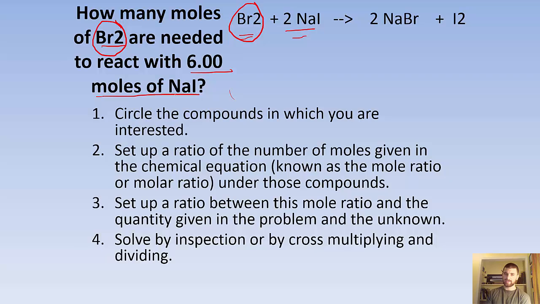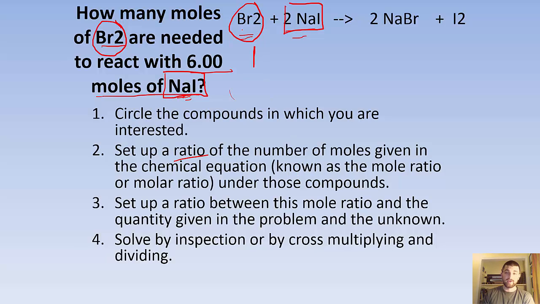And then I usually pick a different means of circling, like I'll box it, and I'll box the other one, just so that when I'm going back to the problem, it's easy for me to differentiate between the two. So now we've got to set up a ratio for the number of moles based on the chemical equation. And I write that right underneath.